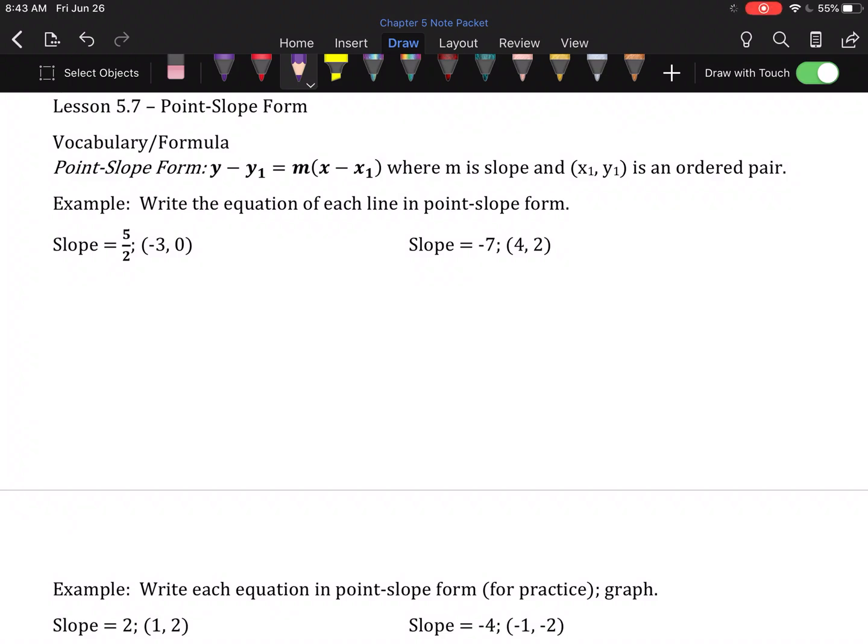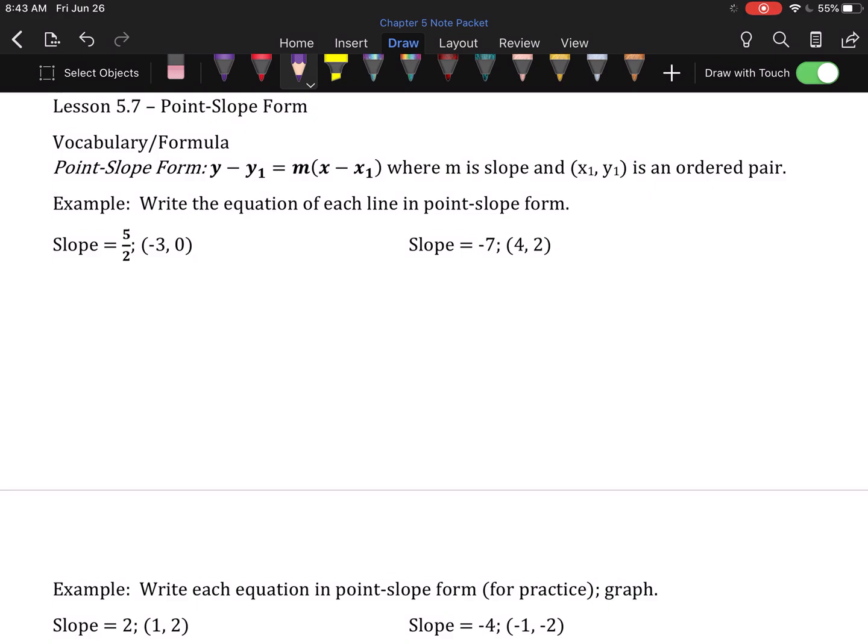Next lesson is point-slope form, just a different form for writing the equation of a line. So point-slope form is y minus y sub 1 equals m times the quantity of x minus x sub 1. M is slope, and x sub 1 and y sub 1 is an ordered pair. Just like in slope-intercept form, the y and the x, here the ones that don't have subscripts, are y and x. Those won't change. So to start here, we're literally swapping things in.